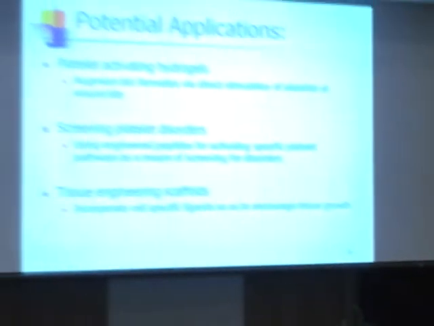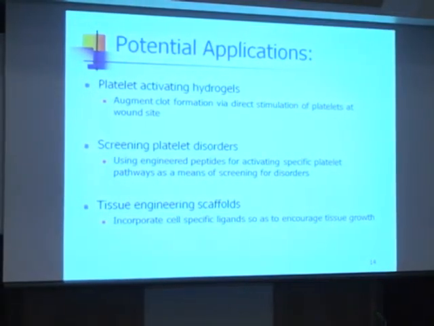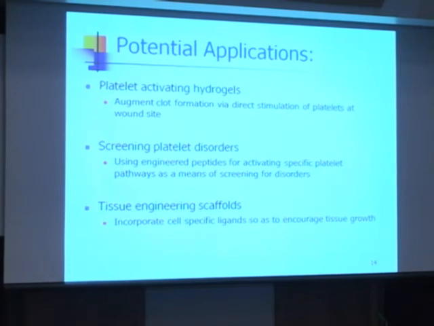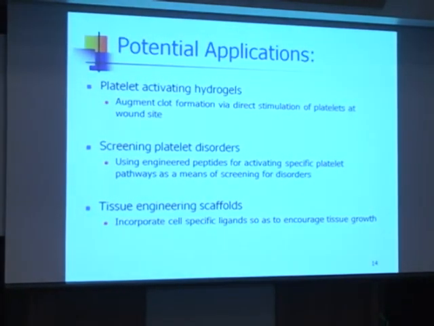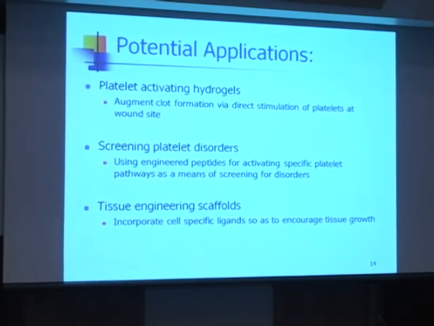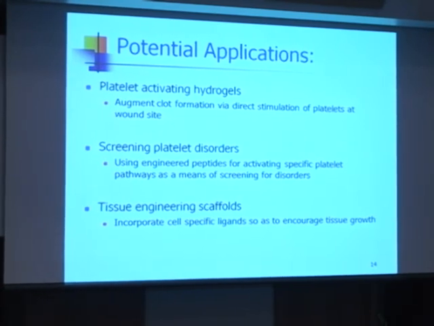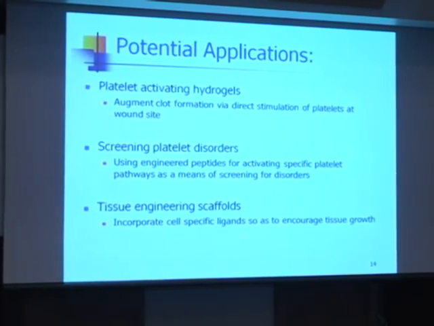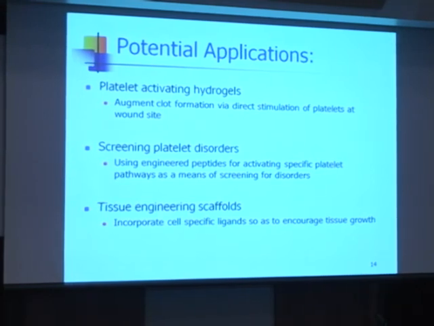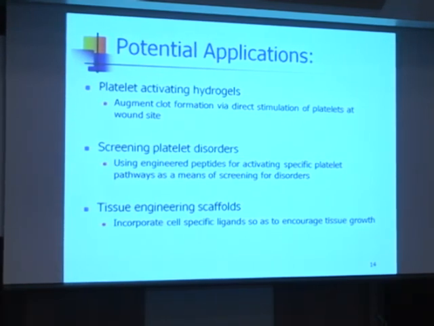So on this stream of thought, we could use this same platform to look at specifically activating platelets using these hydrogels, which may augment clot formation via direct stimulation of the platelets at the wound site. We might be able to use this to screen platelet disorders using engineered peptides for activating specific platelet pathways, which might give us an indication of which pathways are working, which ones are not for a specific patient. And then tissue engineering scaffolds, whereby we're incorporating cell-specific ligands so as to encourage cellular growth. And this is a collaboration that's been struck with some people in the medical center at the U of A.